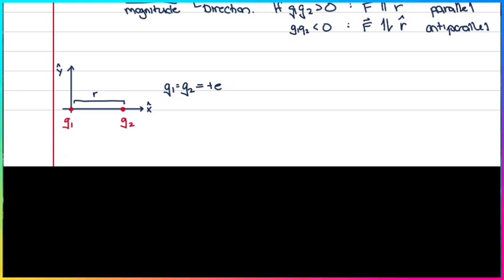They both have the same sign. We expect our answer at the end of the day better point to the left for the force on Q1 from Q2. So I know K, I know Q1, I know Q2. Now I need to do all this R business.